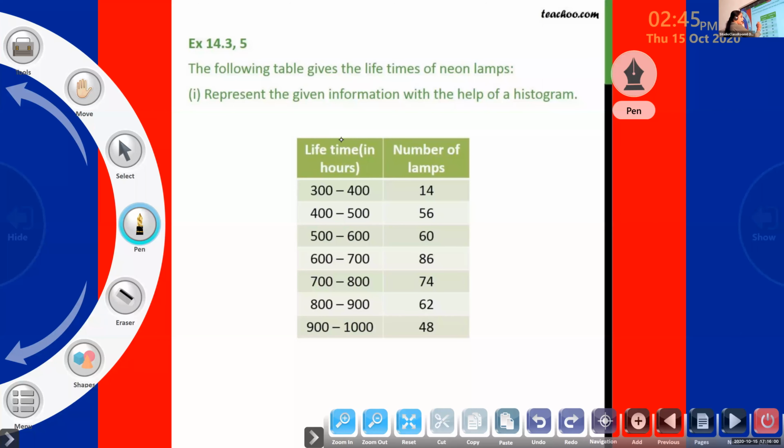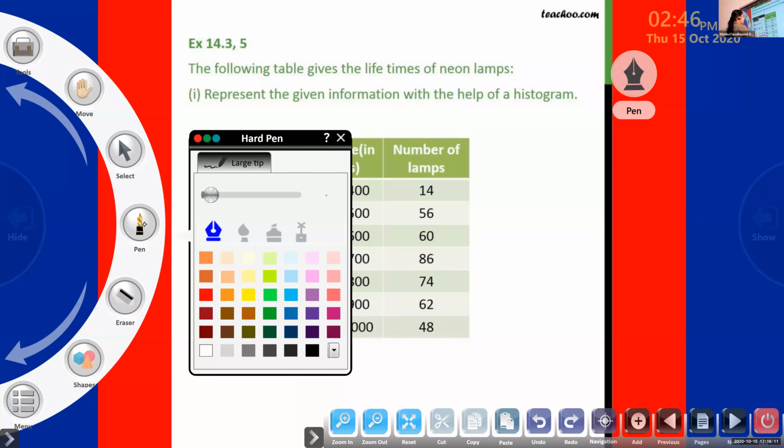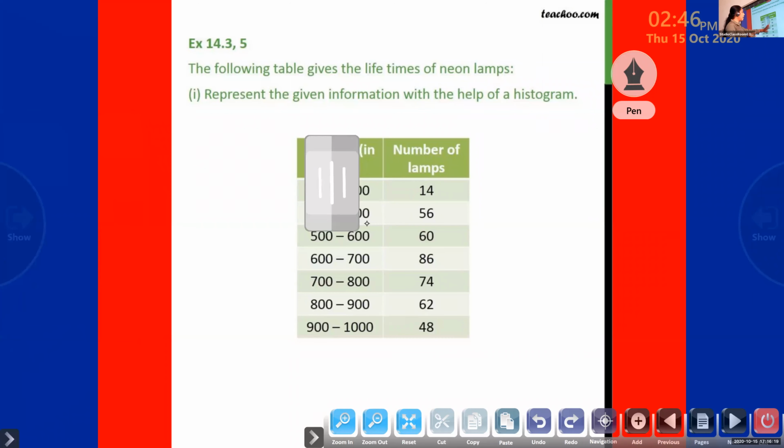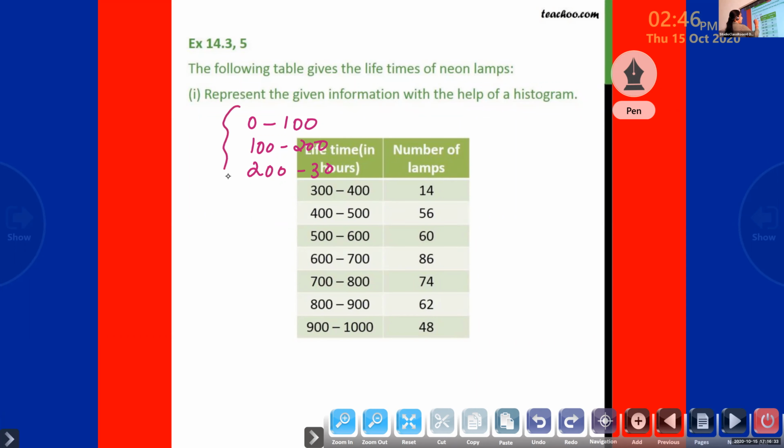Look here, children. This question starts from 300. Can you see this? It does not start from 0 to 100, and the width is 100. So two, three values are missing. That means 0 to 100 is missing, 100 to 200 is missing, and 200 to 300 is missing. These values are not there.